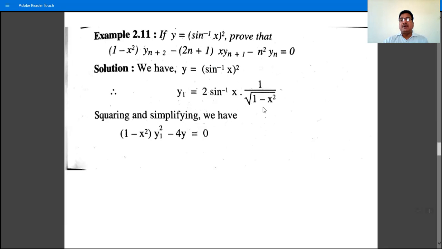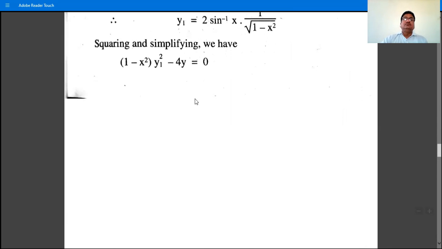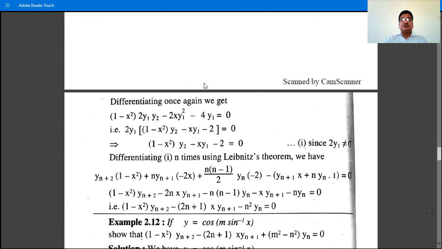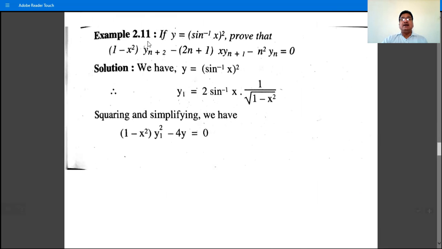That is, shift this root 1 minus x square to LHS, and then squaring both sides, we have (1 minus x square) y1 square is equal to 4 (sin inverse x) square, and its value is y. After shifting 4y to LHS, we have this step: (1 minus x square) y1 square minus 4y is equal to 0. Then differentiate again with respect to x. If you observe, the highest order derivative is the y(n+2) order derivative, so differentiate y 2 times and then apply the Leibniz theorem, because the derivative of highest order is of order n plus 2.